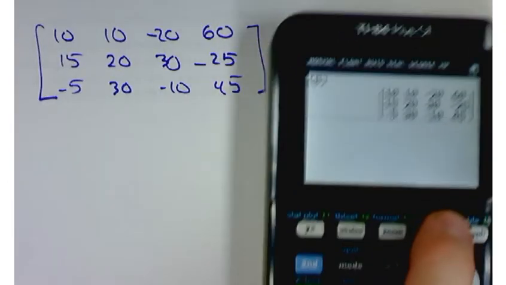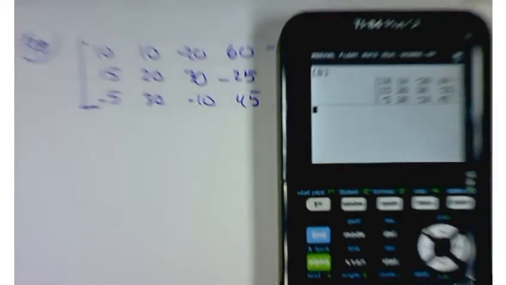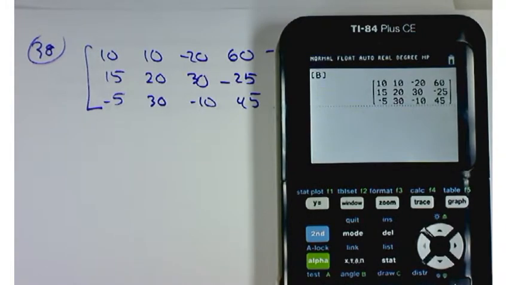So I've got this matrix in matrix B. You can have yours in A. You can have it in any place that you want. It's up to you. But I choose something simple, A through F.